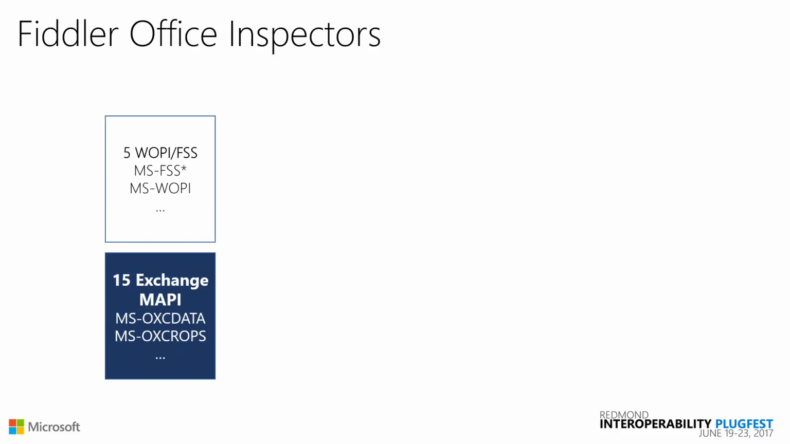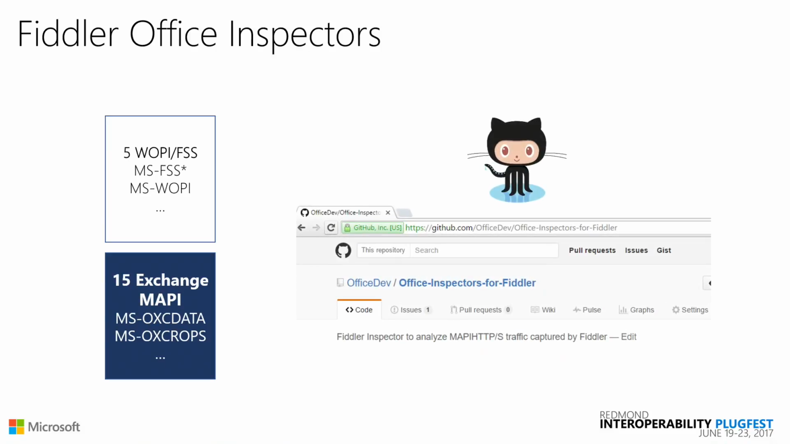And for the Fiddler inspectors, we have 2 packages, including the OPN parsers for the WOPI and FSSHTTP protocols, and also the Exchange MAPI protocols. All the source code has been published on GitHub. If you go to GitHub Office Inspector for Fiddler, you can find this project directly. You can download it, clone it, contribute back as well, or just download it and install it for your Fiddler.